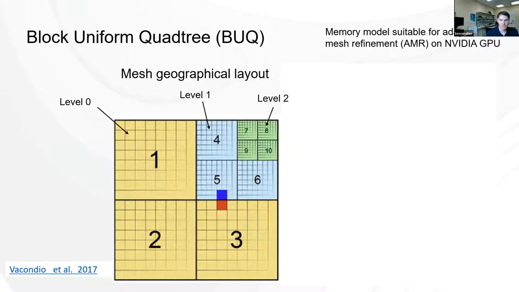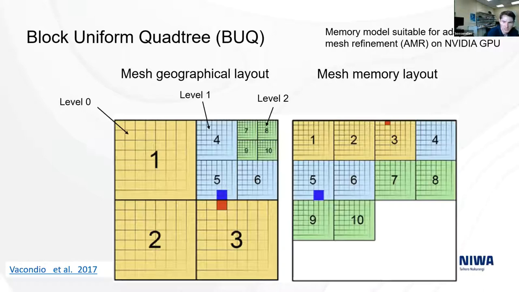There's a paper from Vacondio that came out in 2017 where they showed that memory layout and how efficient it was to run quad trees on the GPU this way. But one thing you can see is that when we want to visualize the model output, we have to look at what's on the left-hand side, but what's in the memory of the model is what's on the right-hand side. And it's not necessarily easy to rebuild one from the other.